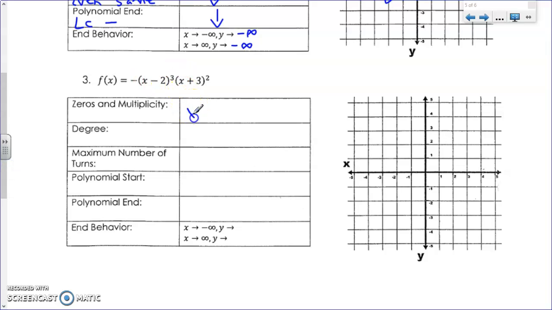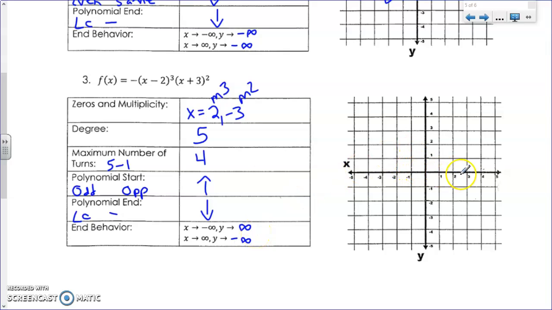The zeros is x equals 2 and -3, multiplicity of 3, multiplicity of 2. This tells me 3 of these, this tells me 2. 3 plus 2, the degree is 5. 5 minus 1, so 4. The degree is odd, so opposite. Leading coefficient, negative. So that means down. Since it's opposite, it's going to start up. Okay, so that's going to be positive infinity, and then it's going to end going to negative infinity.